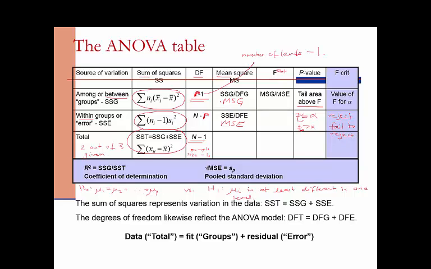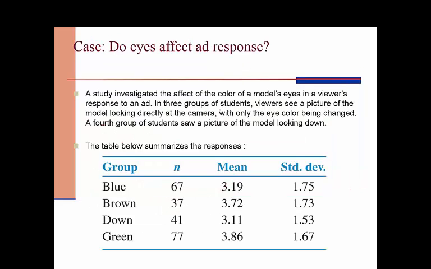Okay? Alright, so let's look at an example. You're trying to look at a study of whether a model's eye color has any effect on the response to an advertisement. And you study 4 different colors: blue, brown, gray, and green. And you collect sample sizes. As you can see, for ANOVA, sample sizes don't have to be the same. You find different sample sizes in each of those different treatments. You have the means for those different samples, and you have the standard deviation.